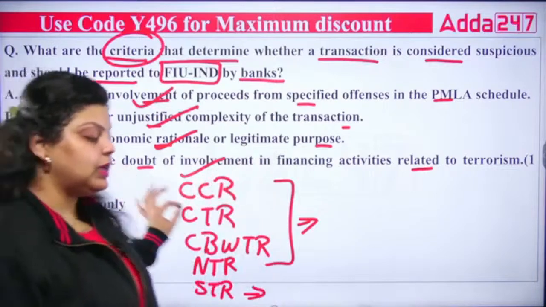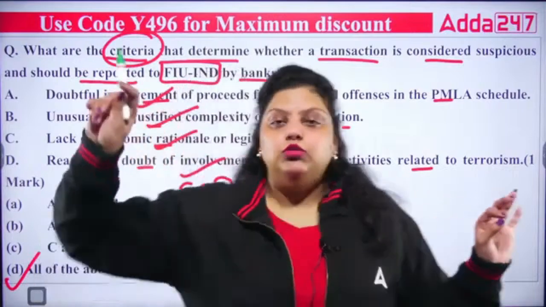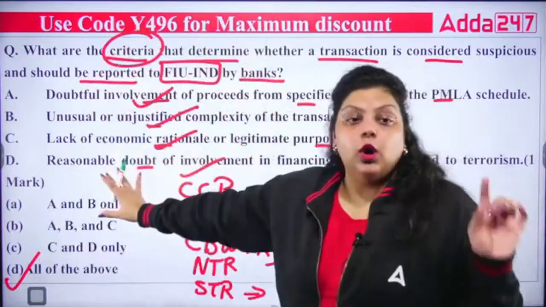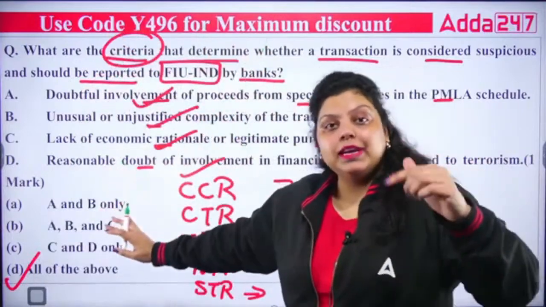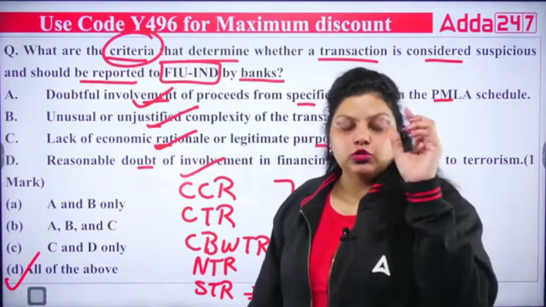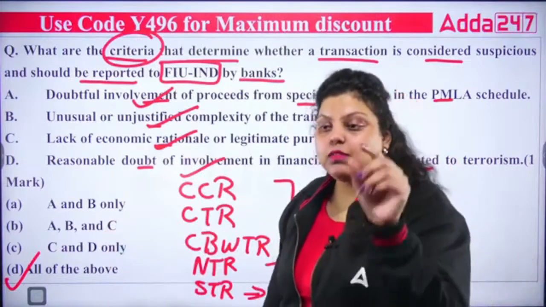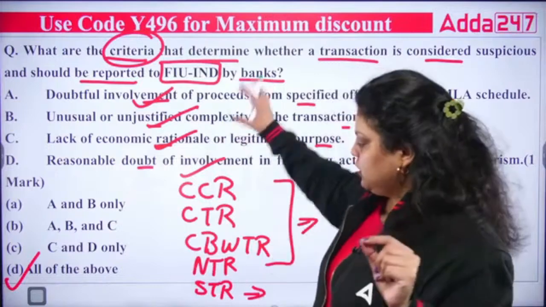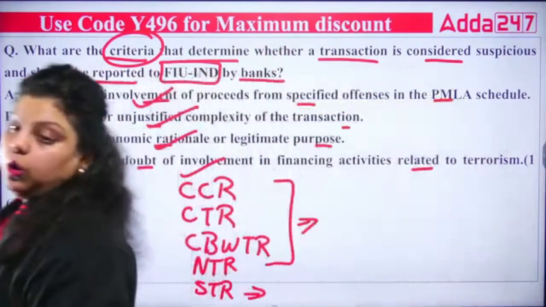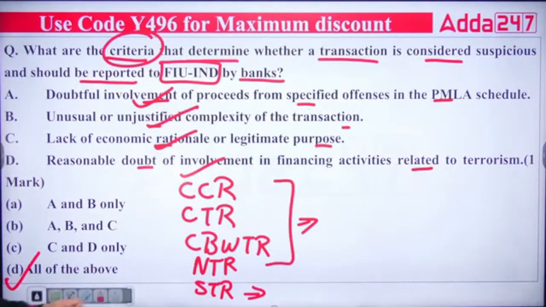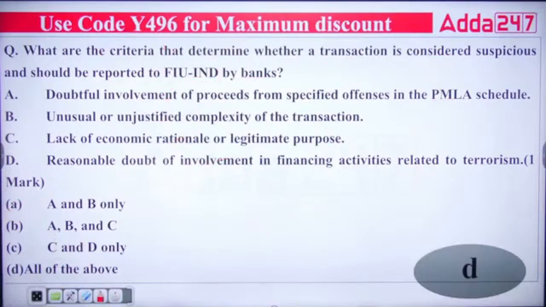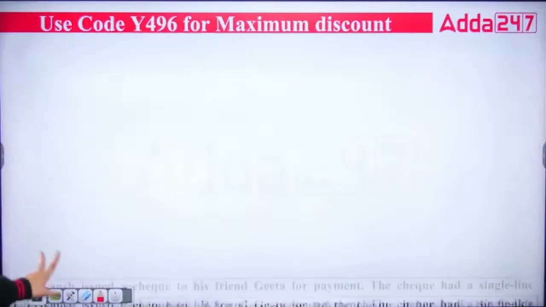One more thing, do not only focus on the questions and options, also focus on the explanation I am giving to you. Okay, so there might be chances that the question can be asked from the explanation I am giving. So the right answer here will be D, all of the above. Right answer will be D, all of the above. Clear? Next, third question we have here.